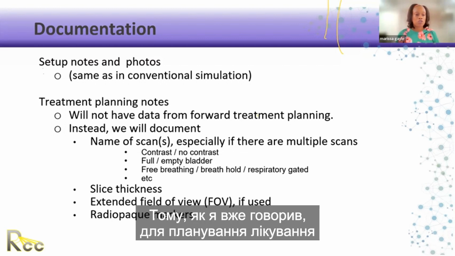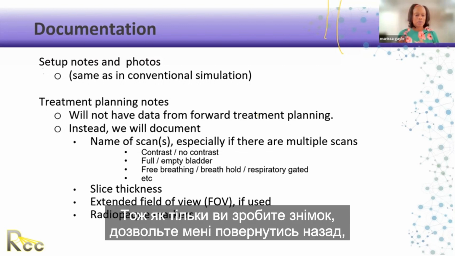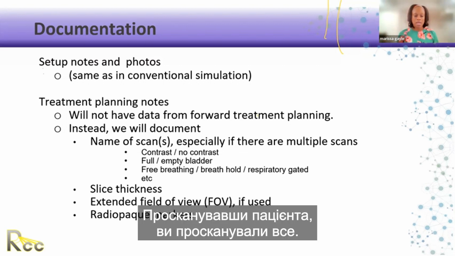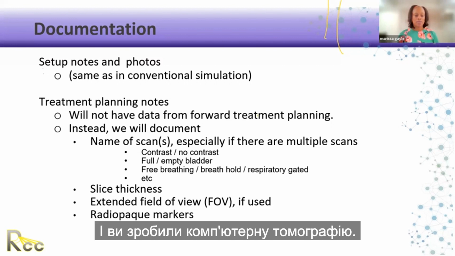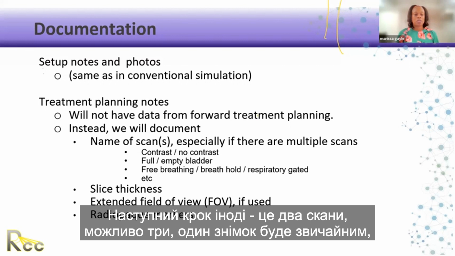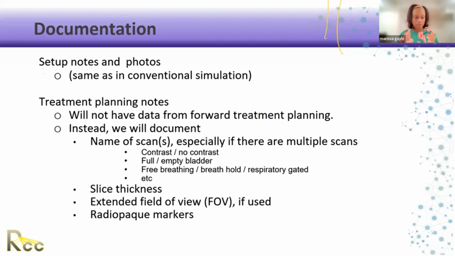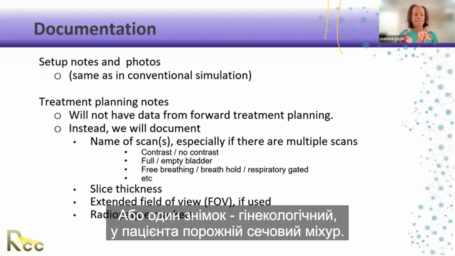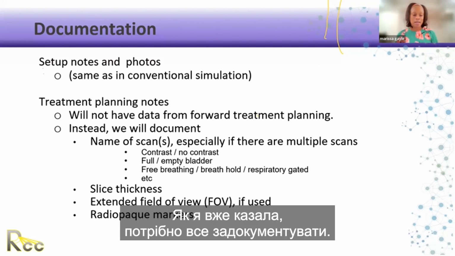For treatment planning, we will again document. Once you've scanned the patient, you've notated everything, you've documented everything, and you've done the CT sim, the next step is that sometimes you take one scan, sometimes you take two scans. Maybe one scan was just a regular scan and another scan has contrast on it. Or one scan is GYN, the patient has an empty bladder, and the second scan, the patient has a full bladder. Like I said, we've got to document everything.